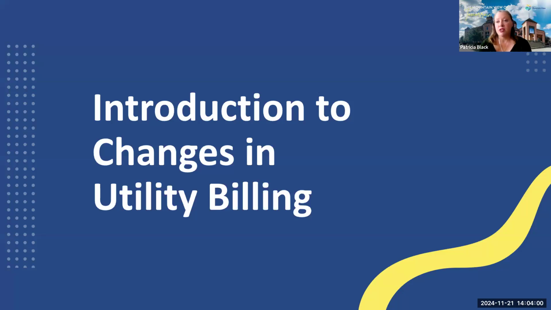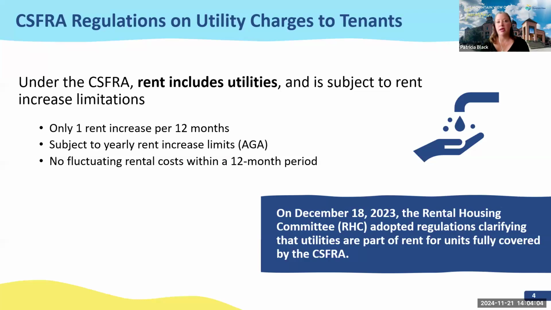We're going to start with an introduction to the changes in utility billing. This is the big topic we're talking about today. So in the regulations for the CSFRA, rent includes utilities and is subject to rent increase limitations. This means that only one rent increase can be given every 12 months. It's subject to yearly rent increase limitations, what we call the Annual General Adjustment of Rent, or AGA, and there can be no fluctuating rental costs within a 12-month period.